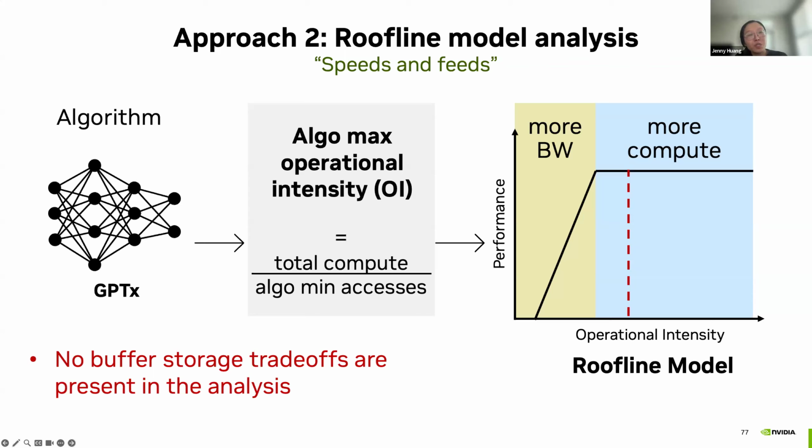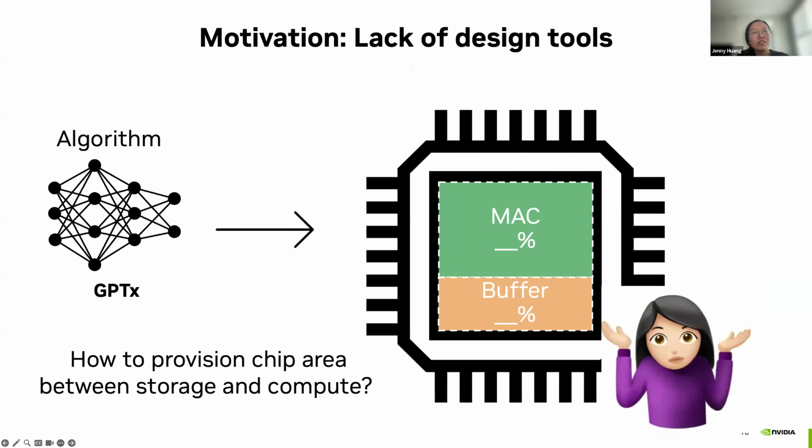Wait a second, there's really no consideration of the trade-off between the storage and compute capacity in this analysis. So now it seems that we actually don't have a good tool in the early stage of design space exploration to help us quickly identify this optimal buffer to compute ratio on chip, which is a key design question for ML accelerators.